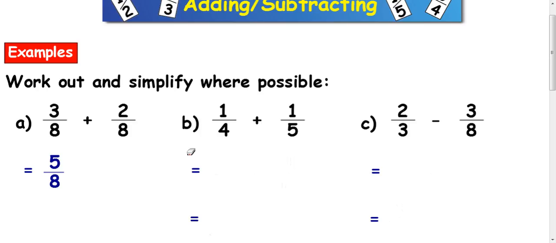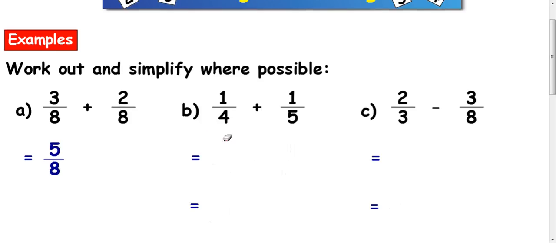It becomes a wee bit more tricky when you're adding things with a different denominator, i.e. a different number at the bottom. Now what you have to do here is try and get a common denominator, a denominator where both numbers can divide into. And then you can just do what we did in part A here. Now, the lowest common multiple is the number you're trying to get here. So what's the lowest common multiple of 4 and 5? Well, the lowest number they both divide into is 20.